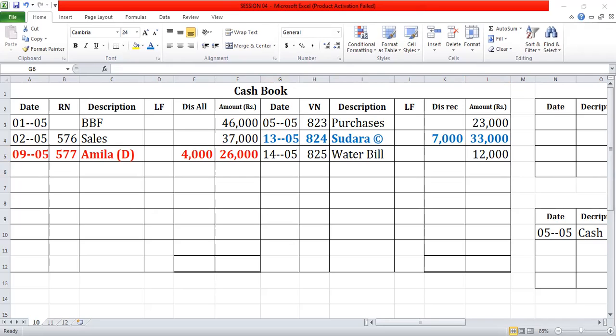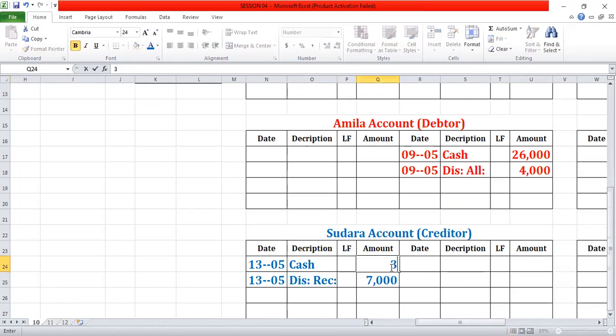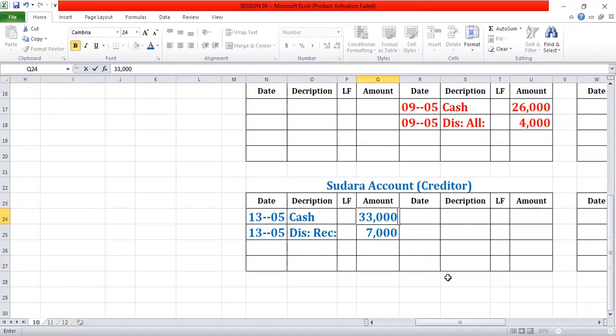How much have I recorded here? Sorry, 33,000. Thank you very much. Sorry, it is 33,000 amount. On 13th May, the business has paid 33,000 to Sudara, and we have collected a discount valued 7,000 from him. This is how we record the transaction in Sudara's account.